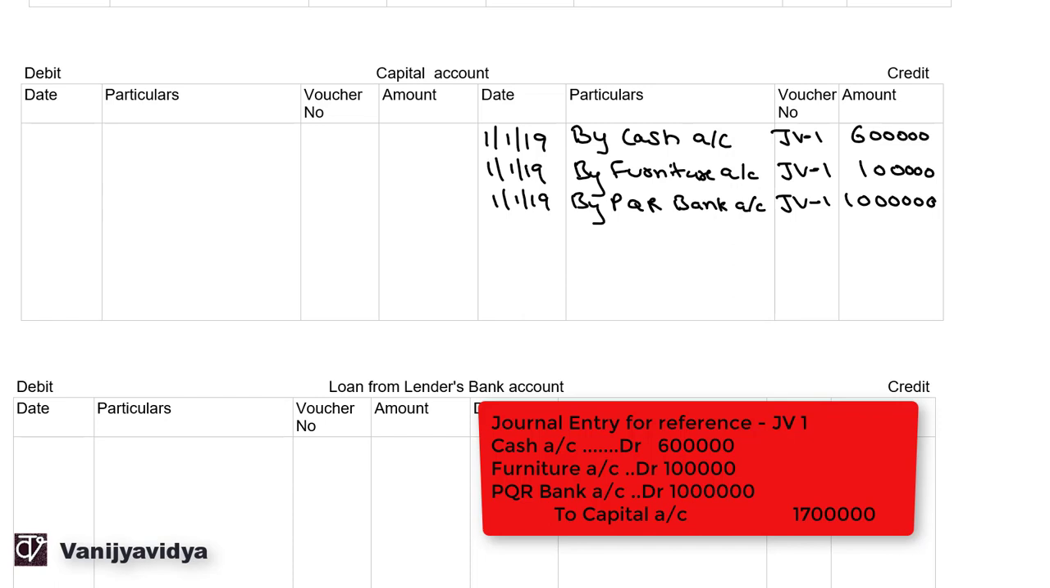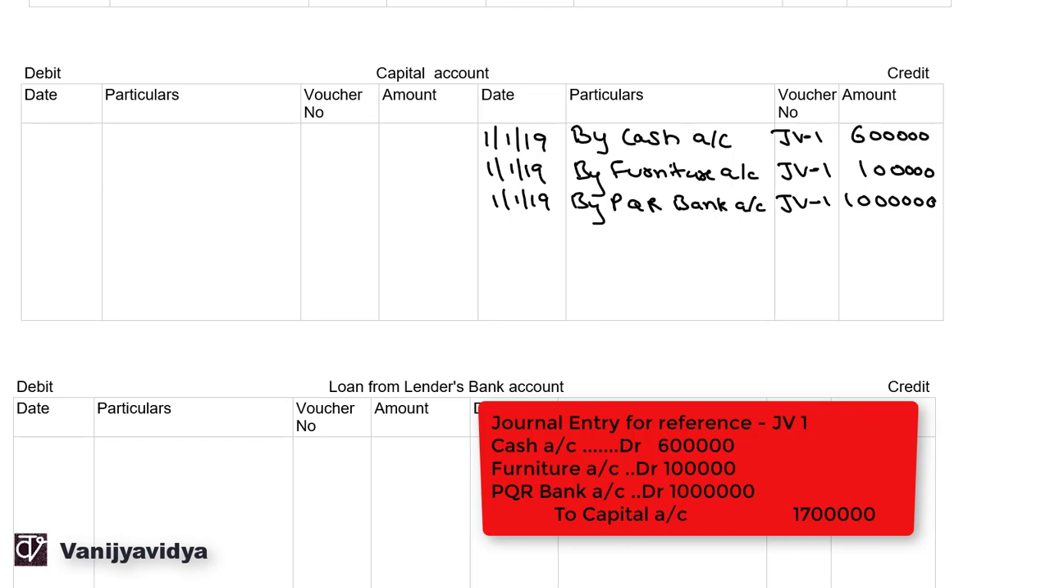Now what happened by posting this journal entry? If you look at the capital account, you will understand that the capital account is credited by cash account, by furniture account and by PQR bank account. So looking at the ledger accounts, you will understand what the journal entry is, and you will also understand the position or impact of that particular journal entry on the capital account.